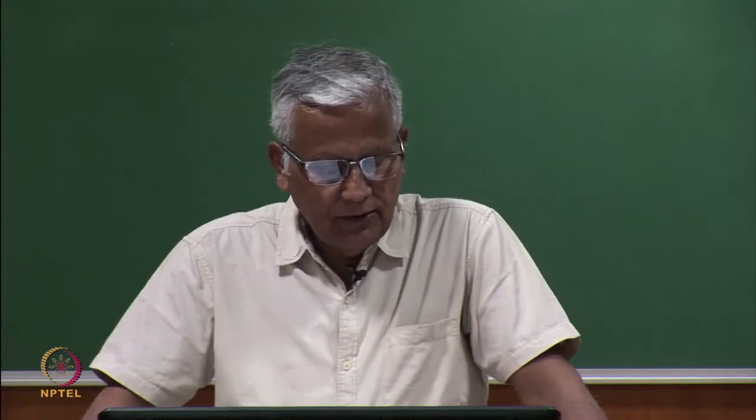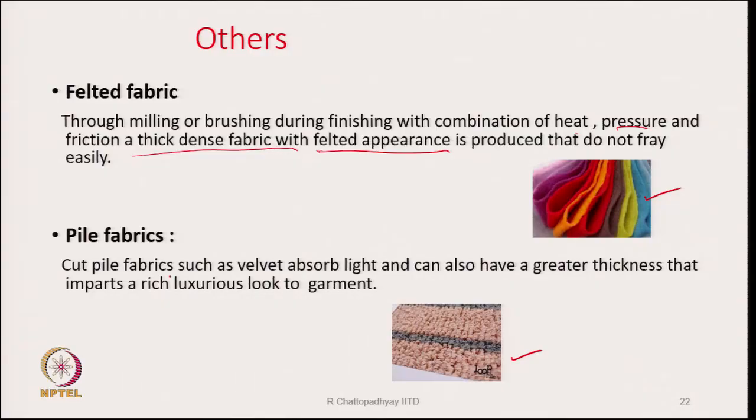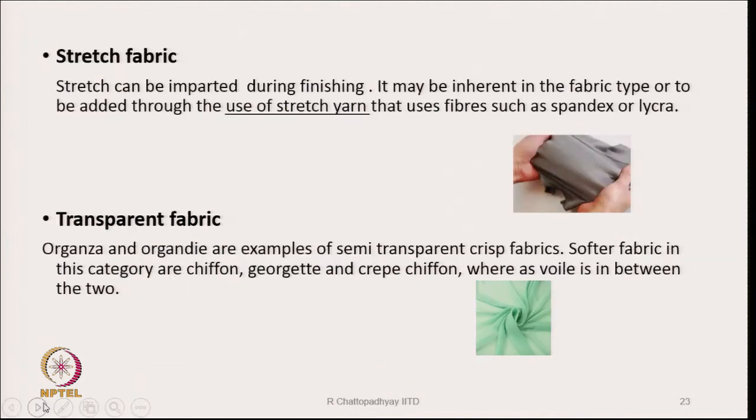The next is the pile fabrics. You look at these cut pile fabrics such as velvet, which absorb light and can also have greater thickness that imparts a luxurious look. So, this is a typical pile fabric. An example of pile fabrics could be towels also, and we can also think of carpet piles.